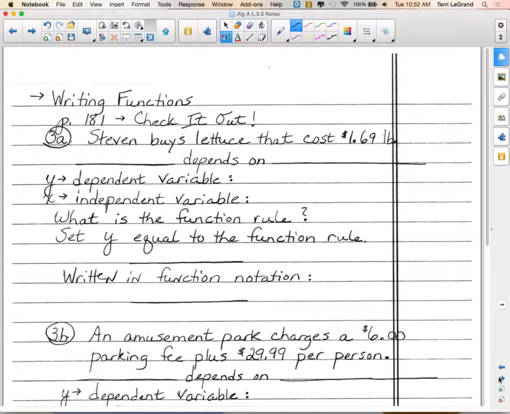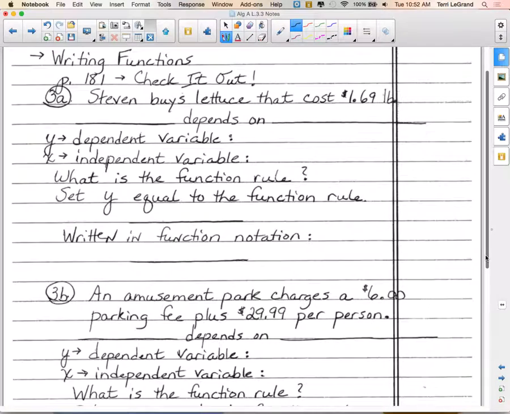Okay, let's go to the back side then, and we're going to practice picking out the independent variable, the dependent variable, being able to write a function rule. In other words, an expression that would help us, set it equal to y to make it into an equation, and then we're going to write it in function notation. So we're actually on page 181, it looks like, 3A.